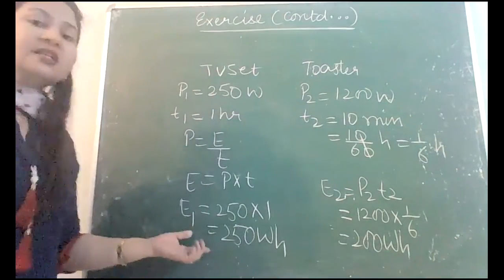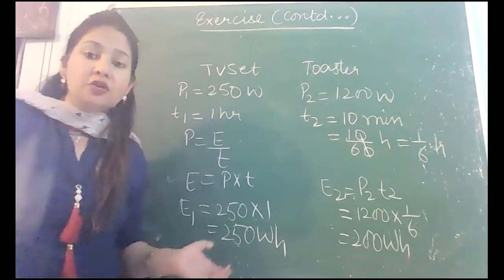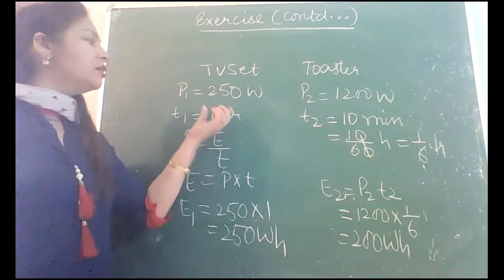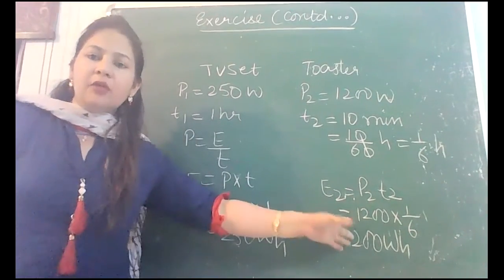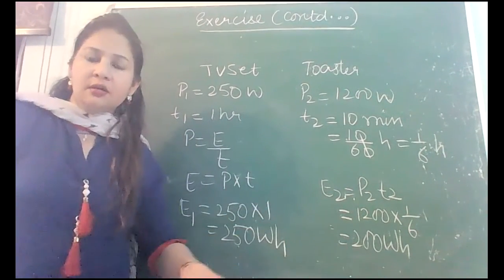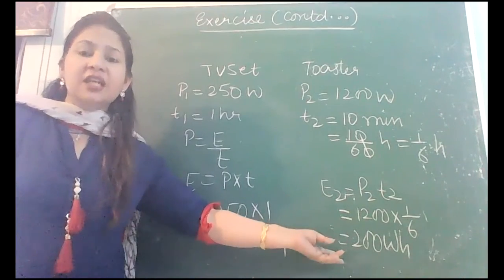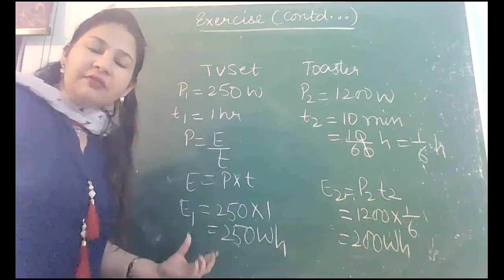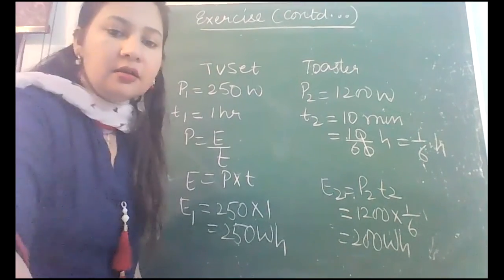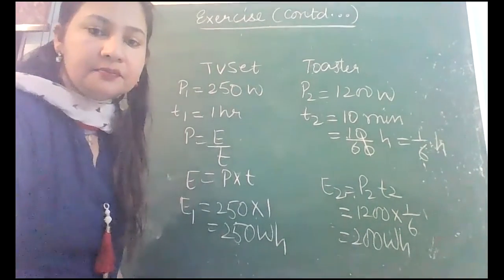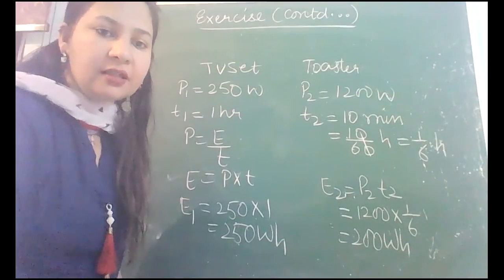So the TV set is consuming more energy, but you see it is being operated for 1 hour, whereas the toaster is consuming almost a comparable amount of energy in only 10 minutes. So in 10 minutes the toaster consumes nearly as much energy as the TV set consumes a little more of in 1 hour. Okay? Is that clear, students? Now I'm going to share the next question with you.